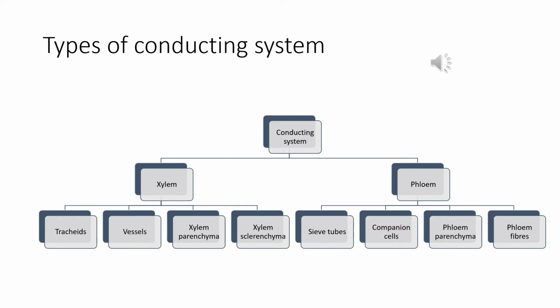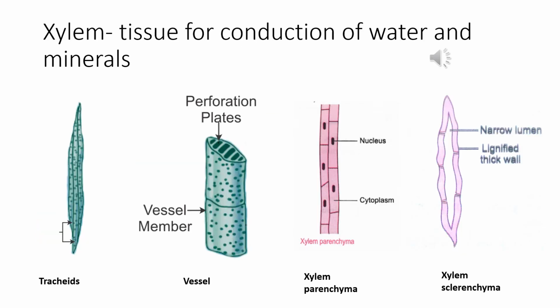Xylem has four components, which are tracheids, vessels, xylem parenchyma and xylem sclerenchyma. In the case of phloem, there are also four elements, which are known as sieve tubes, companion cells, phloem parenchyma and phloem fibers. Now we are looking at the different components of the xylem, which is the tissue for conduction of water and minerals. The first component is tracheid.